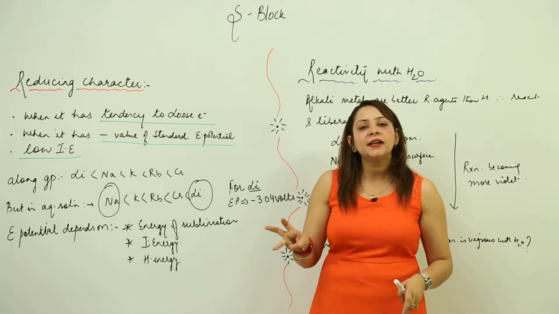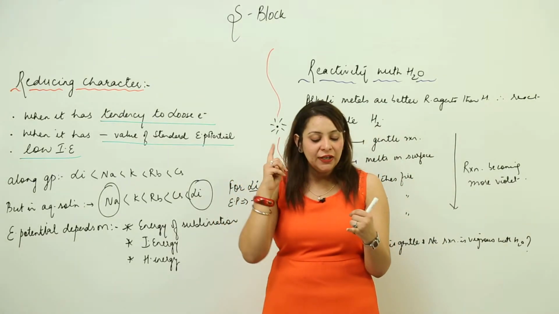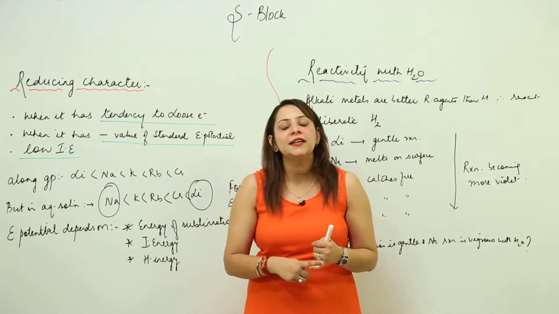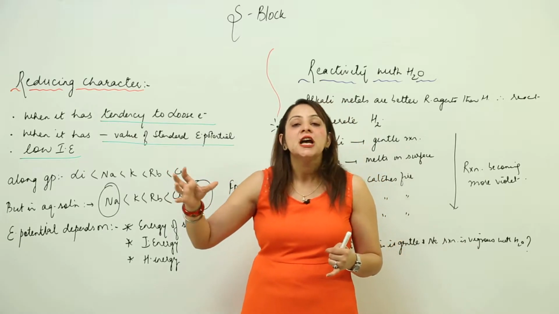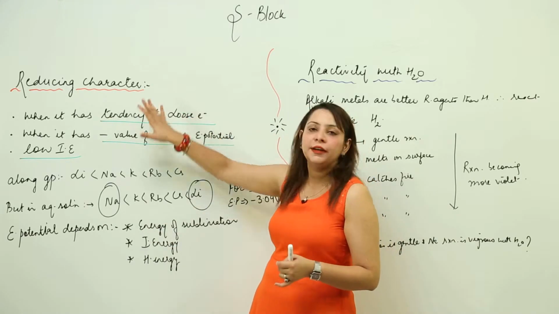So these are the three factors on which the reducing character depends. One is the tendency to lose electrons. They will have that when they have low ionization energy, and low ionization energy corresponds to, it means actually, that they have a negative value of standard electrode potential. So this is what the reducing character is.